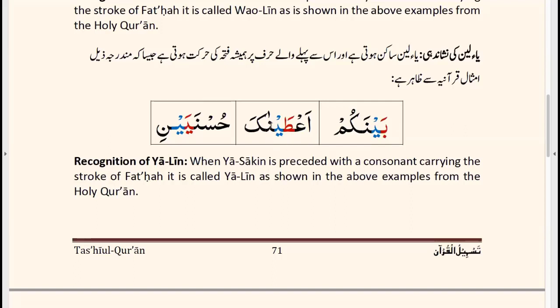Well done. Naka. So with the yaolin, we know that we have to prolong it for a bit longer than 1 second. Okay. A'tainaka. Well done. Do you know what kind of letter the ta is here?